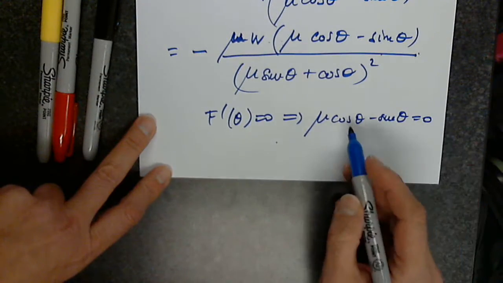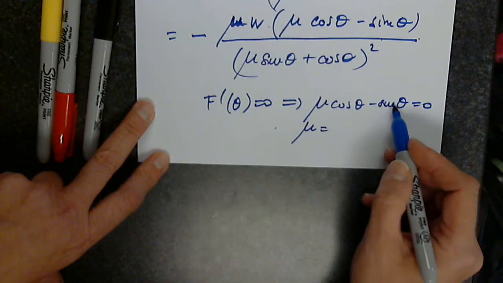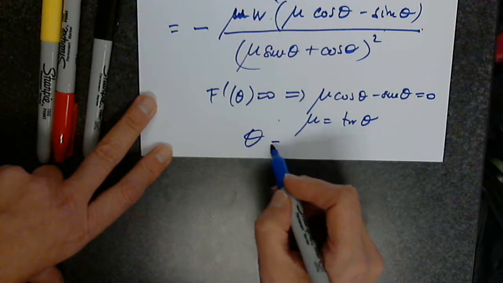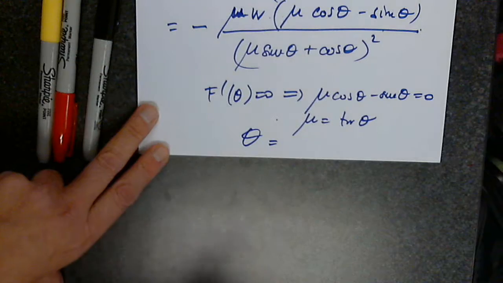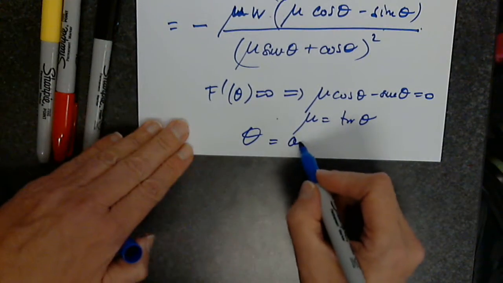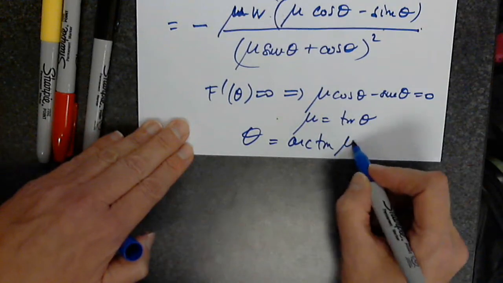So I move and divide by cosine. So mu equals sine over cosine, which is tangent theta. So how much is theta? What do I apply to both sides to get theta? Correct. So arc tangent mu.